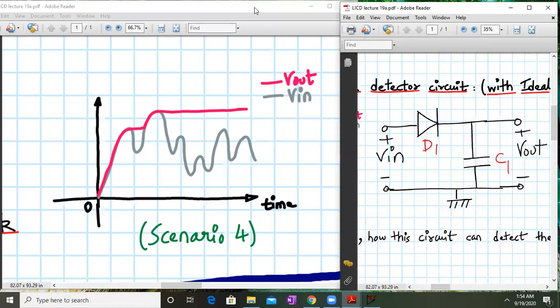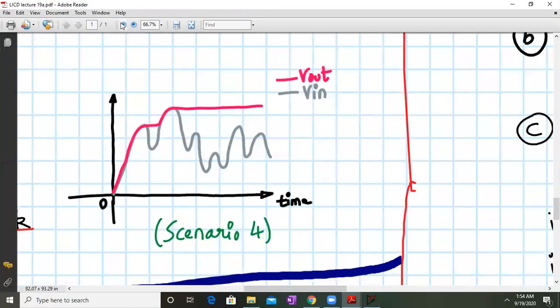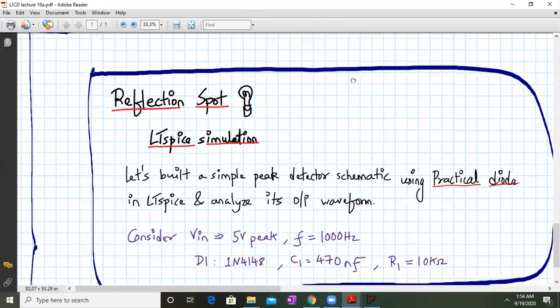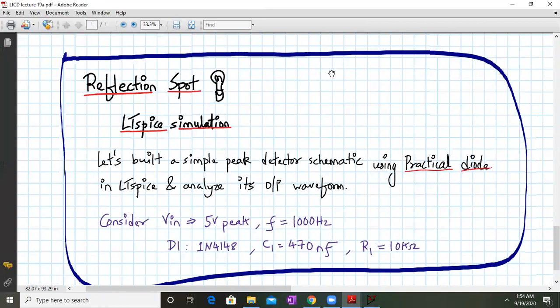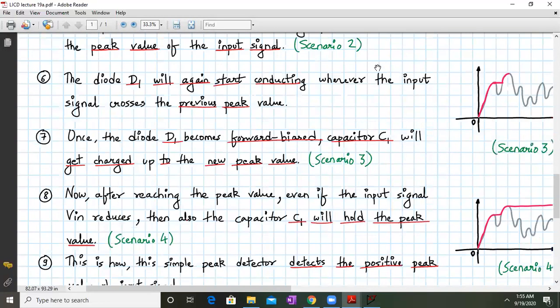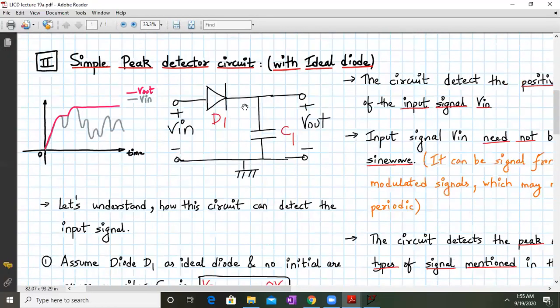Fine. So now we will see what we are going to discuss next. We have LTspice. In the next section, we'll move away from the PDF and go into LTspice and simulate this circuit with a practical diode. Now, before going to the practical diode, let us discuss what we mean by a practical diode and what the effect will be. We have discussed the ideal diode so far, right?